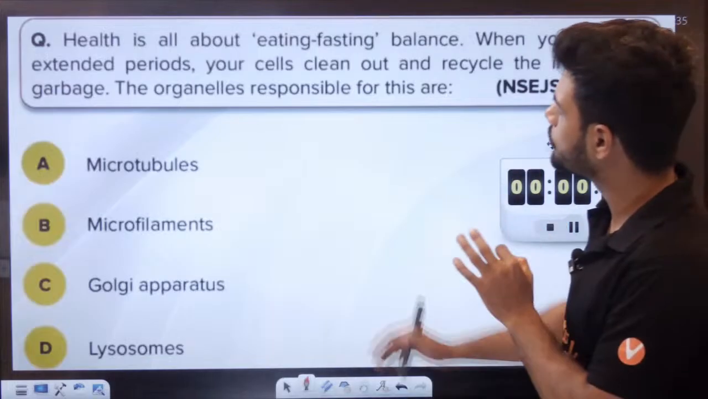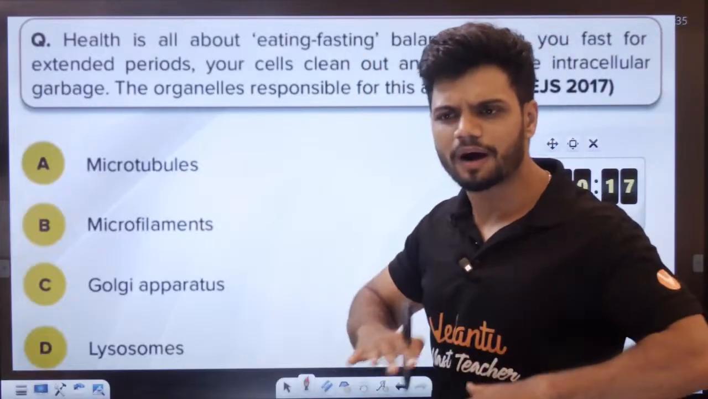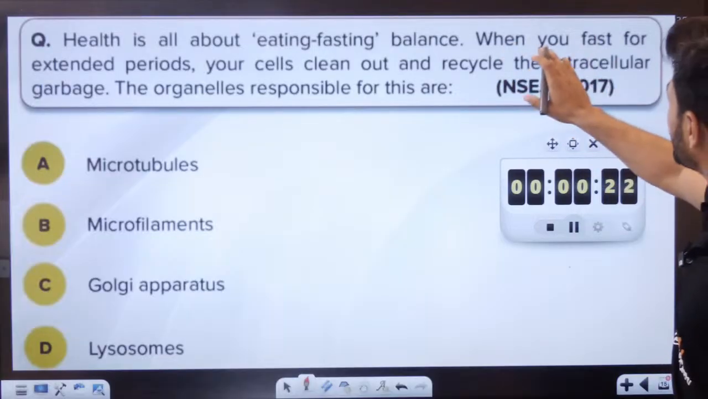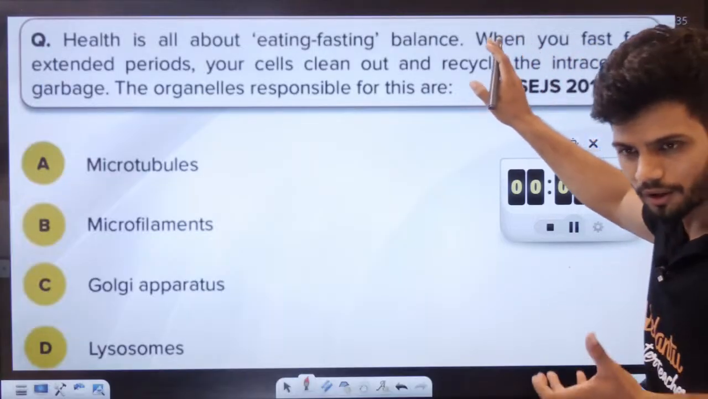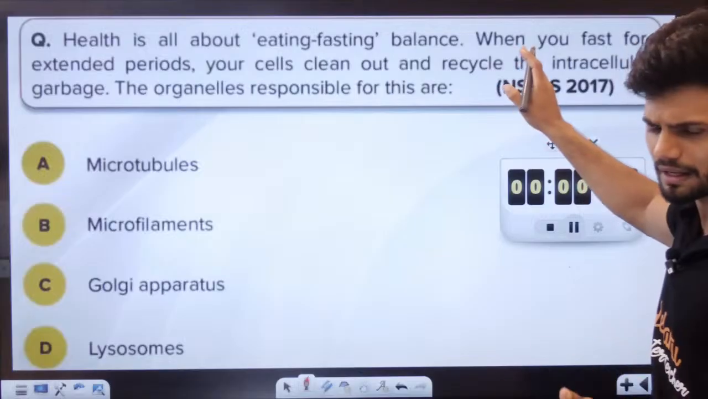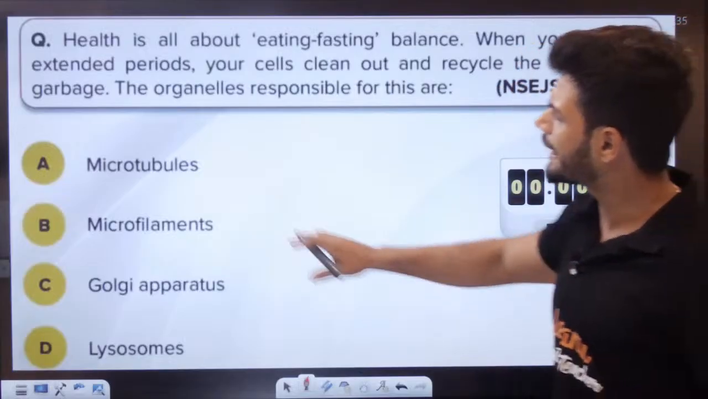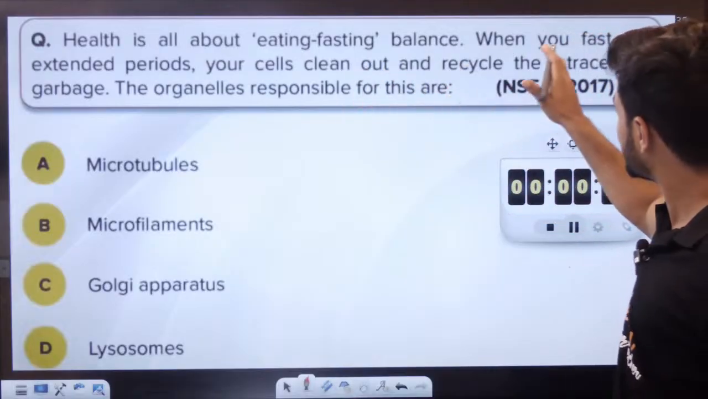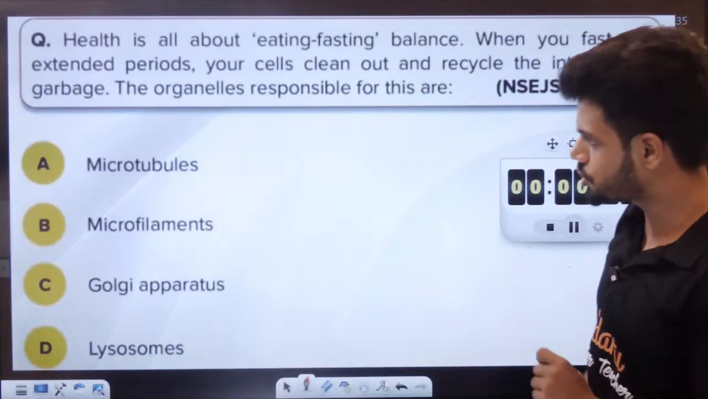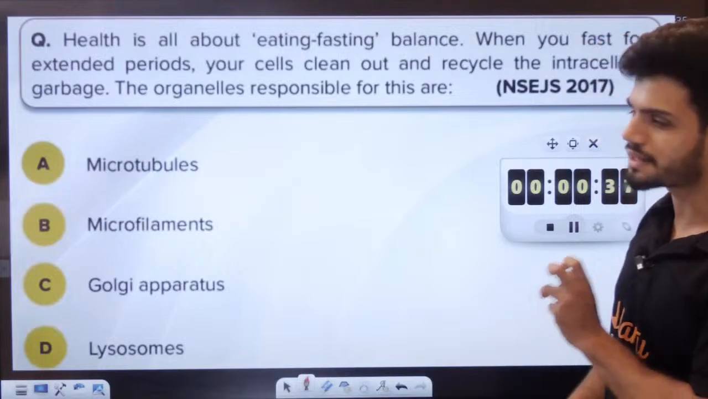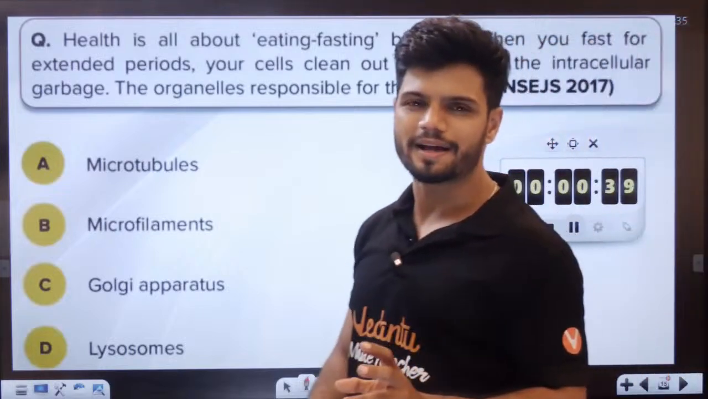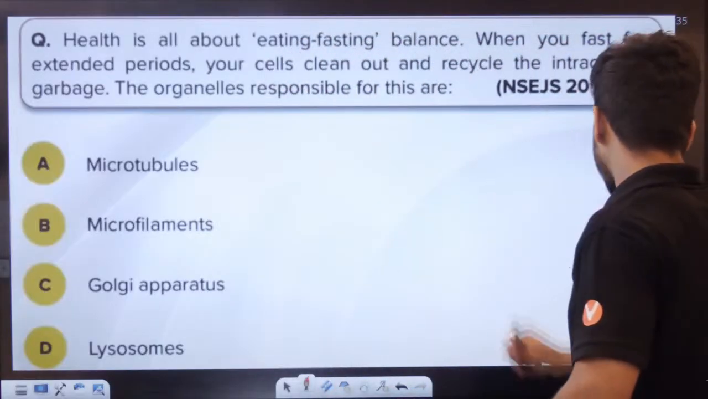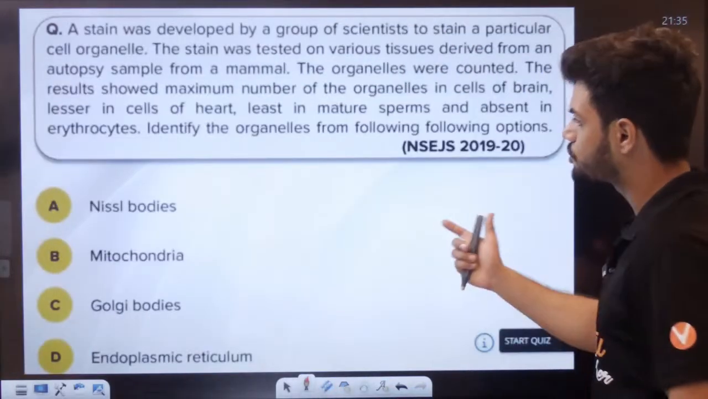Health is all about eating and fasting. You eat, you fast, balance is maintained. When you fast, when you are on vrat, we don't eat food for an extended period, your cells clean out and recycle the intracellular garbage. The organelle responsible for this is... which organelle is called the suicidal bag? Lysosomes. Easy question. Next question on the board.